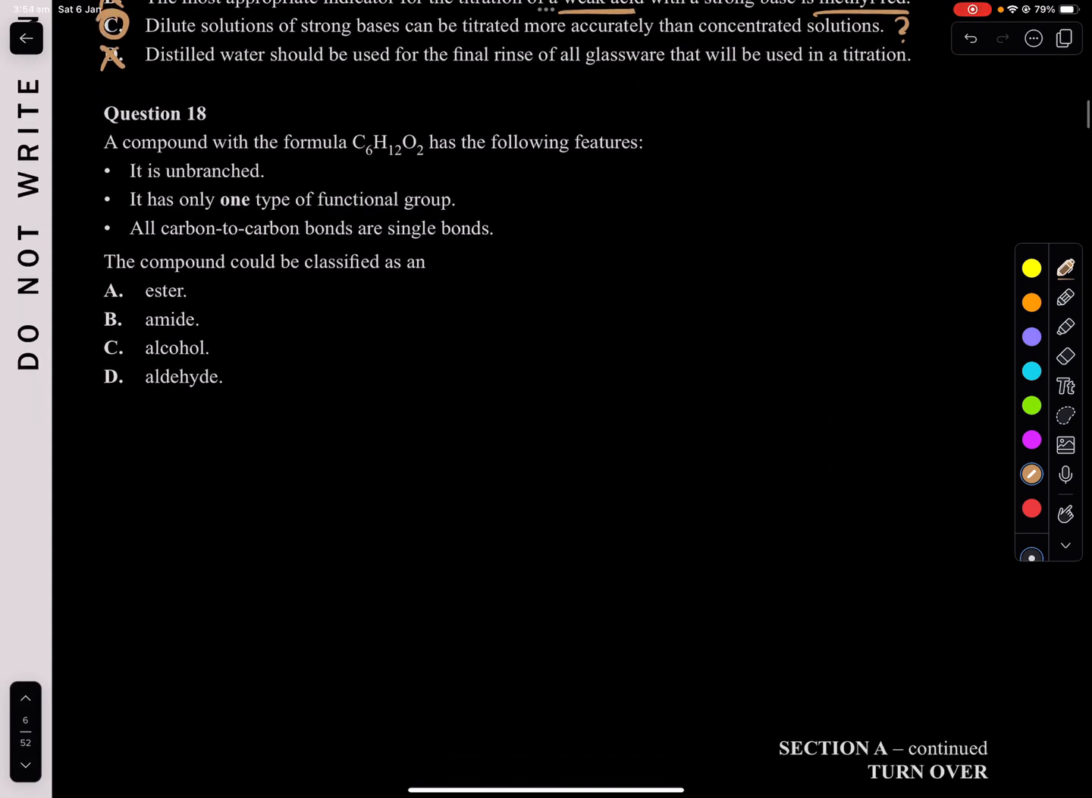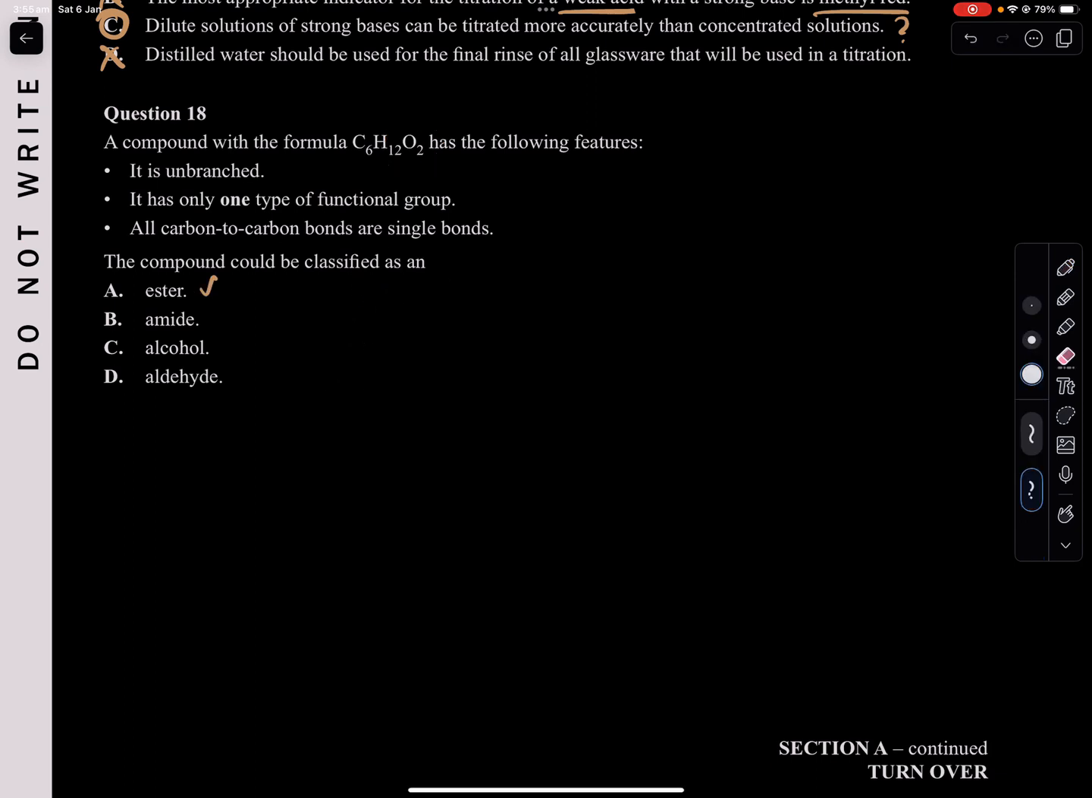Question 18. A compound with a formula has the following features. So it has 2 oxygens, 6 carbons and 12 hydrogens. It is unbranched, so that's good. It only has 1 type of functional group. All carbon-to-carbon bonds are single bonds. Great. The compound could be classified as what? An ester group? Well, an ester group looks like this, so it does luckily have 2 oxygens. We can put a tick there.